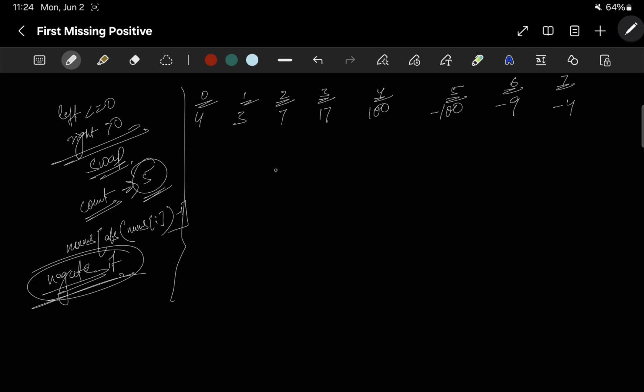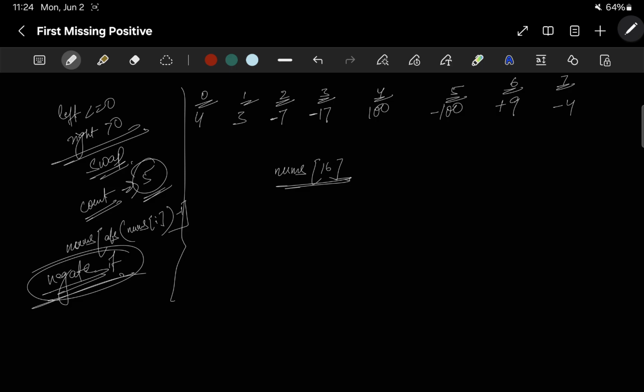So if you see, nums of 4 minus 1 is 3. Let's make nums of 3 negative. So nums of 3 is negative. Now again 3 minus 1 is 2. So let's make nums of 2 negative. So nums of 2 is again negative. Now if you see nums of 7 minus 1 is 6. So let's make nums of 6 negative. So nums of 6 is already negative. Let's make it positive. Then we make nums of 17 minus 1.